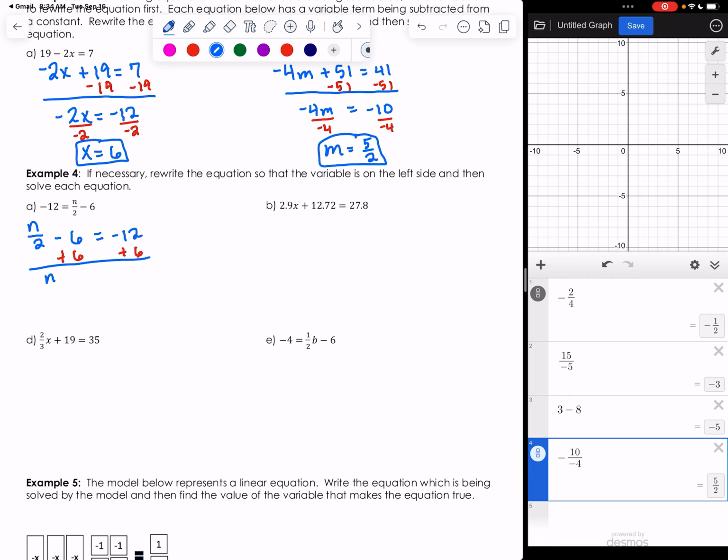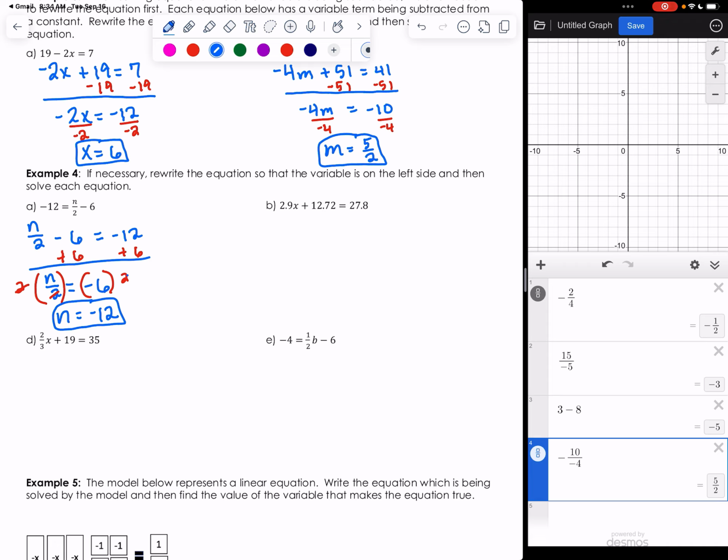So n divided by 2, negative 12 plus 6 would be negative 6. And now I'll multiply both sides by 2. So on this side, the 2 cancels out with the 2, leaving me n. And over here, negative 6 times 2 gives me negative 12.